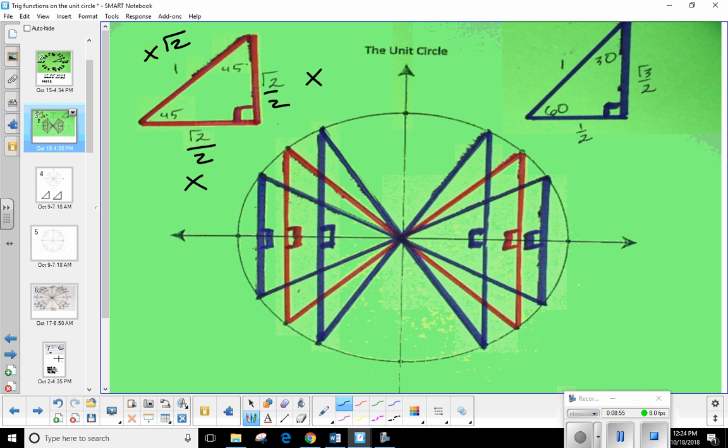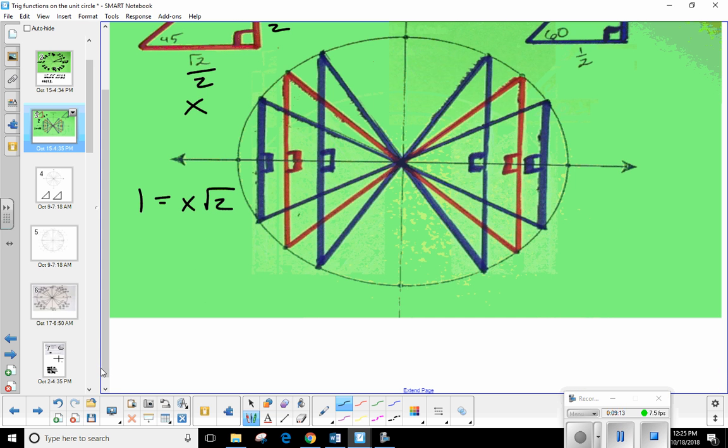Well, the only side length I know for sure right now is the 1 because it's the unit circle, right? So I'm going to do just like I did over here when I set 1 equal to 2x. I'm going to set 1 equal to x square root of 2. Well, how would I solve for x? Let's see. What's the opposite of multiplication? Divide, right? So I'd go ahead and divide through by the square root of 2, because all I want to do is get that x by himself. So I've got 1 over the square root of 2 is equal to x.